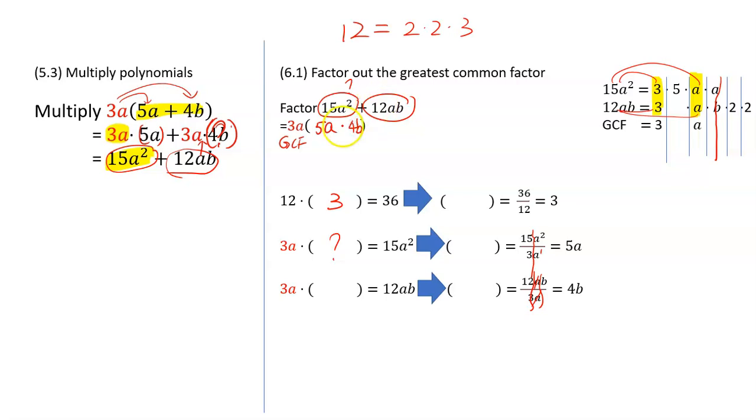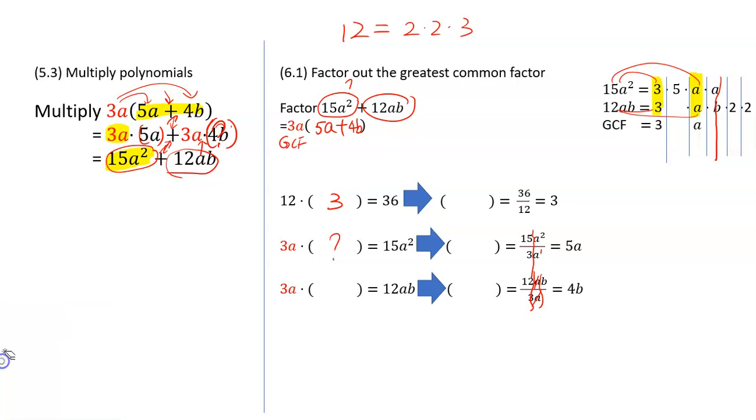Again, between them, it's a plus. Because you notice that plus sign, when we do the multiplication, the plus sign is kept from the beginning to the end. So here, when we reverse the process, if we had a plus sign, you will still have a plus sign in the parentheses. So now you can see that's how we found the factoring.